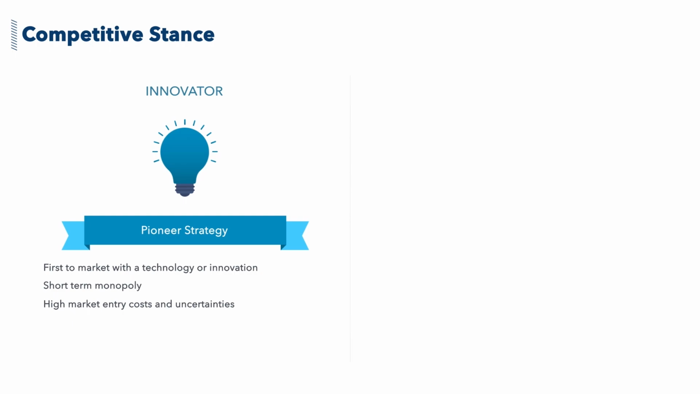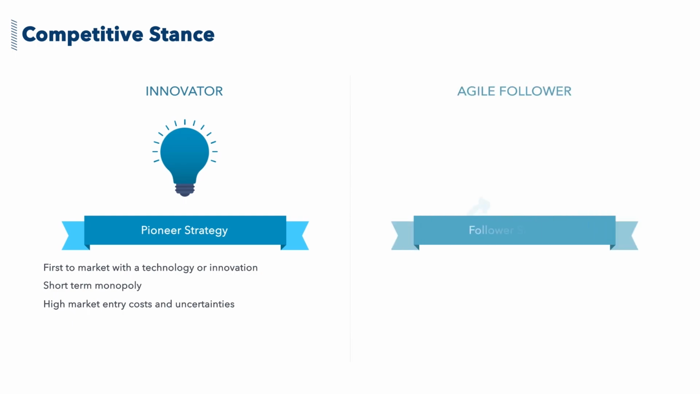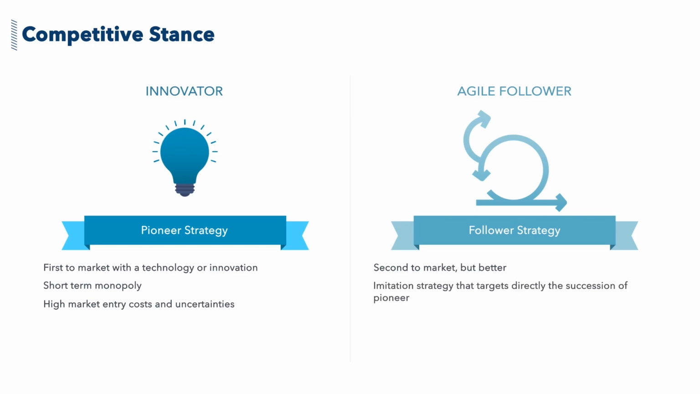The most common stance is the agile follower strategy. It is also known as the second but better, since the follower has the opportunity to evaluate the strengths and weaknesses of the innovators and address them. As a matter of fact, the imitation strategy targets directly the succession of pioneers, but imitating isn't truly an innovation. A good agile follower will induce its own twist to differentiate its offer.